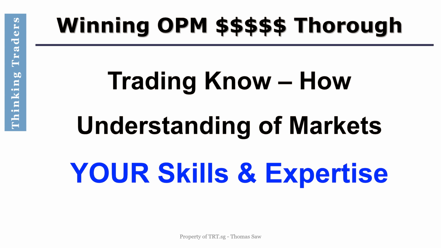So before we go further, these are the basic things you need to go out trading to win OPM, other people's money. It comes from a few things: trading knowledge, understanding the market, and your skill expertise. Most of you like to focus on trading knowledge. I want to have the best method, the best knowledge. I tell you, you are dead. Trading knowledge is the easiest thing to acquire.